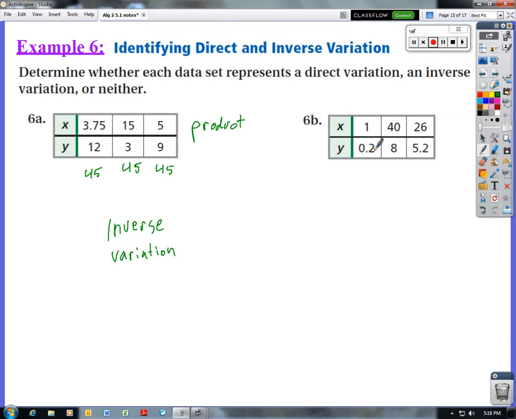And then for this one over here, 6b, if you were to multiply them, it wouldn't have worked. They wouldn't have equaled the same thing. So if you took the quotient, if you divided them, it would have worked. And you would have gotten 0.2, 0.2, 0.2, and you did that by taking the quotient, so you know that this represents direct variation.